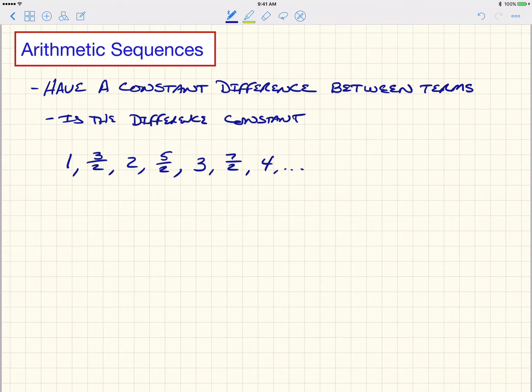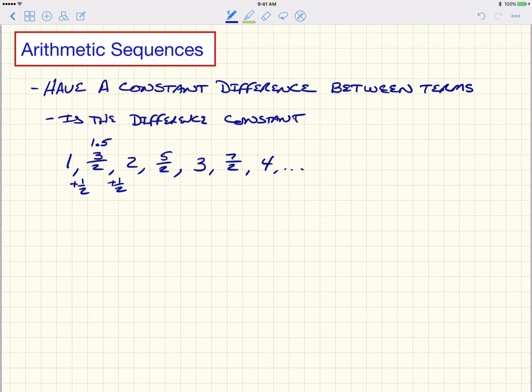Well, I'm increasing here by plus 1/2. Because 3 halves we can also write as 1.5. So we're increasing by 1/2 or 0.5. To get from 3 halves to 2, I'm increasing by 1/2, because 1.5 to 2 is a difference of 1/2.